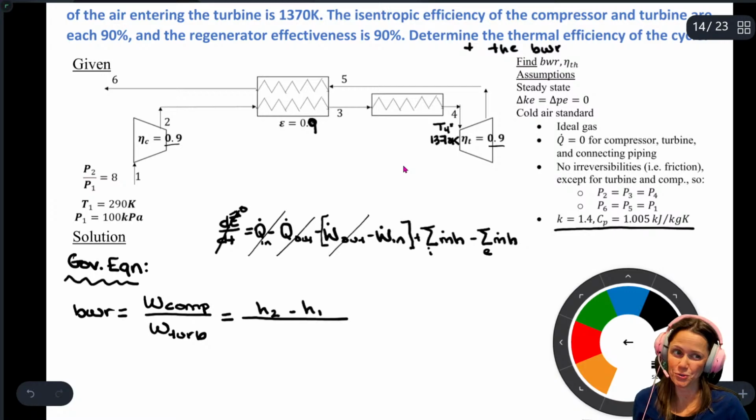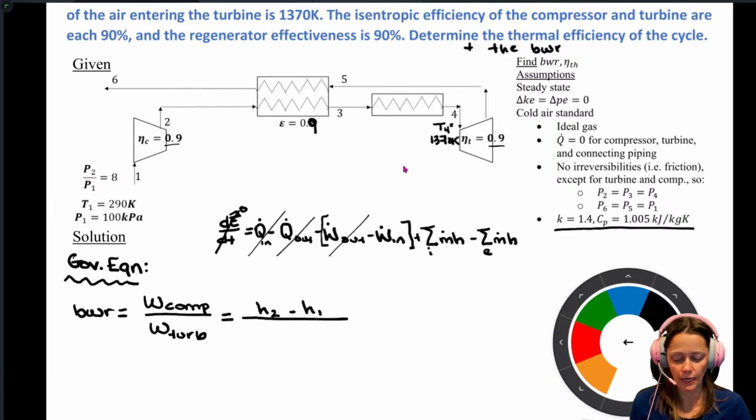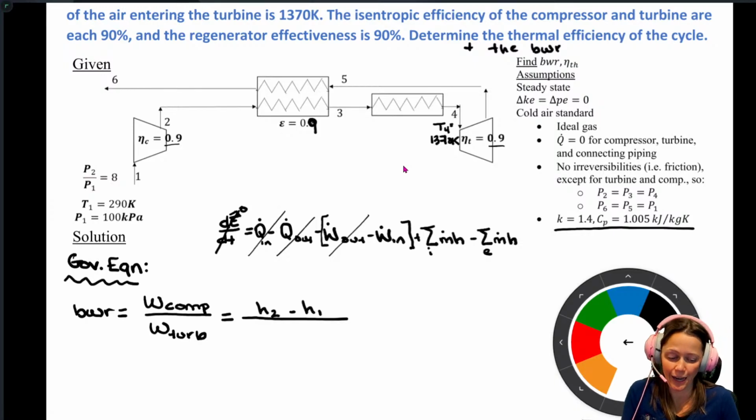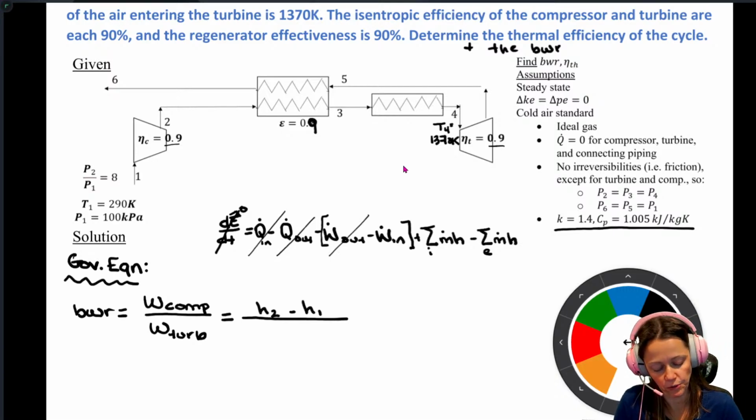Remember that little shortcut trick that I taught you, that you could figure out which one goes in front of the other by just reasoning out which one's going to be bigger, right? Clearly, by the time you're compressing it, you're putting work into it to compress it, and so your enthalpy at the end of that compression process is going to be bigger. So H2 is bigger than H1.